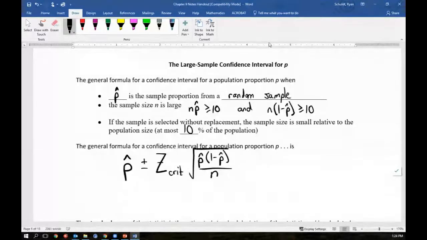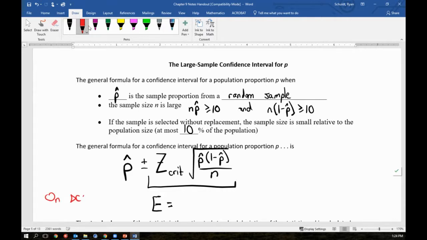Now, dual credit, on your formula chart, this value here, they call it E. I'm going to actually make a note here on the DC formula chart.